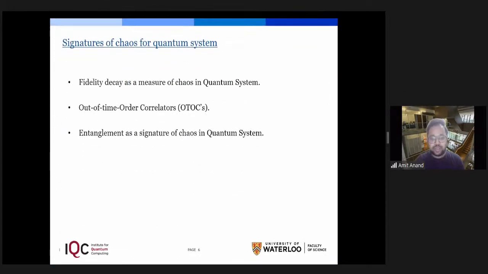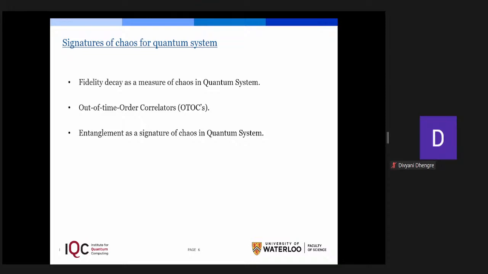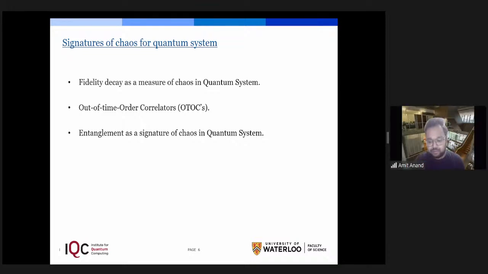So there are many signatures of chaos. I'll just discuss these three. The fidelity decay is one of the signatures, where a state is evolved with some Hamiltonian H0 and then some perturbed Hamiltonian H prime. And then we calculate the fidelity between the states evolved with these two Hamiltonians, and we see whether it is increasing or decreasing. It was proposed that if it is decreasing, then it has to be chaotic. But it is not a very good signature of chaos, because there are models which are not chaotic, but still show this decreasing tendency.